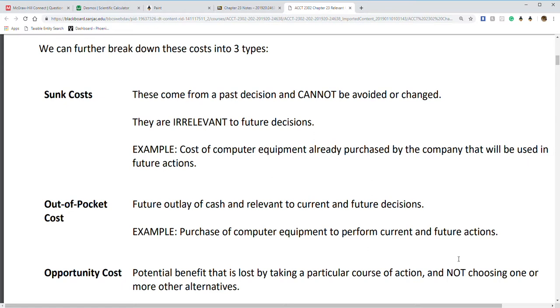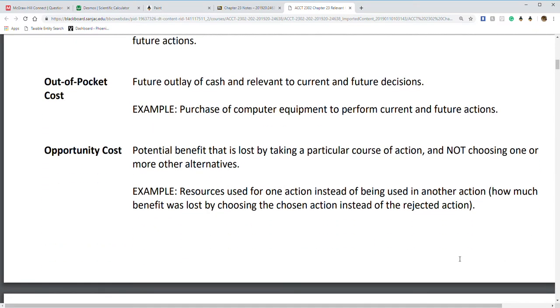So that's another way of thinking about this. We will get into all these costs as we go through the scenarios. So the last cost that we're going to define is opportunity cost. And this happens to be the potential benefit that is lost by taking a particular course of action and not choosing one or more other alternatives.